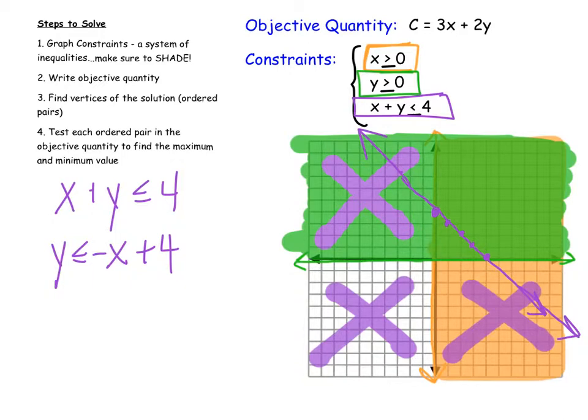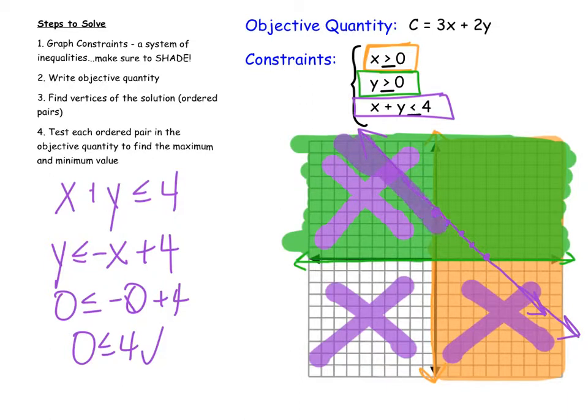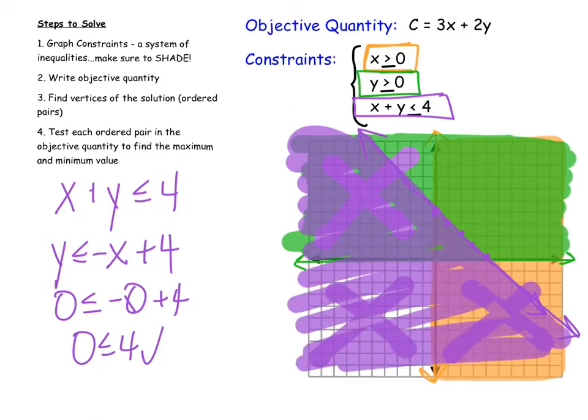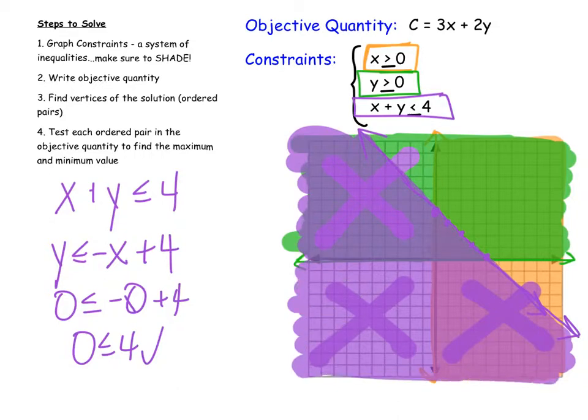I also am going to pick the origin and plug it in to see what side to shade. So 0 is less than or equal to 4, yes. So I'm going to shade this bottom half. So right there, I have graphed and shaded for all of my constraints.